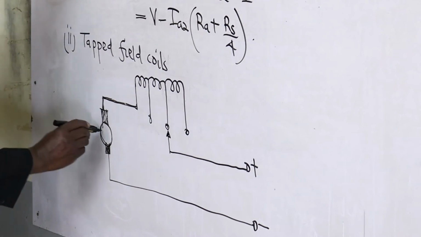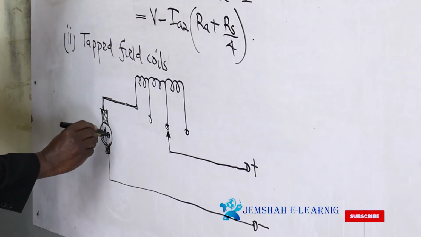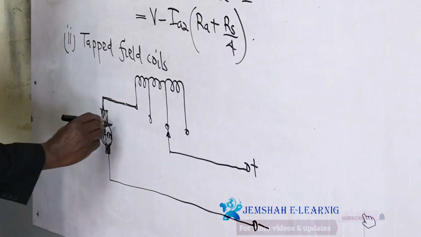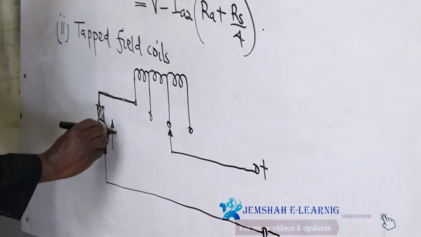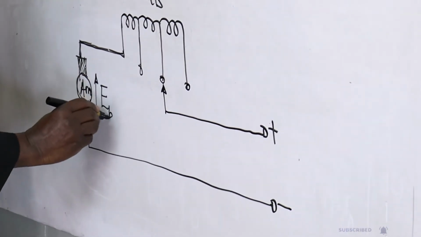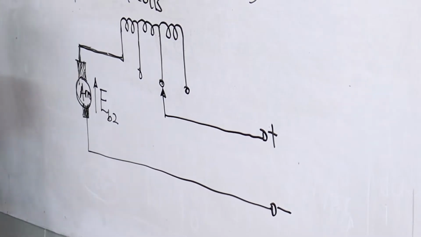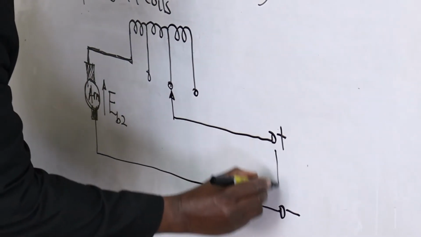So this is the armature. This is our EB, it should be EB2. This is our V.